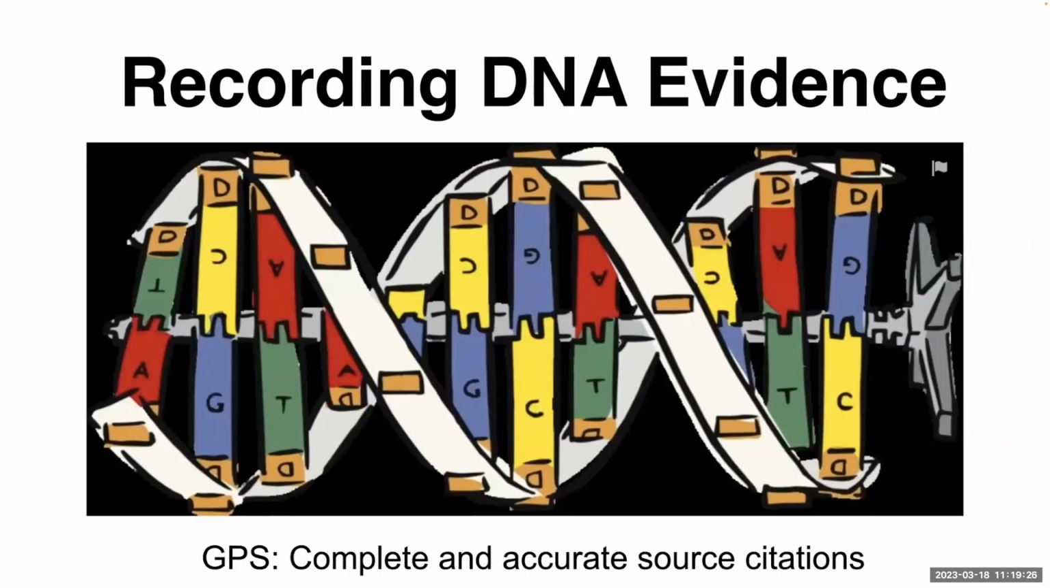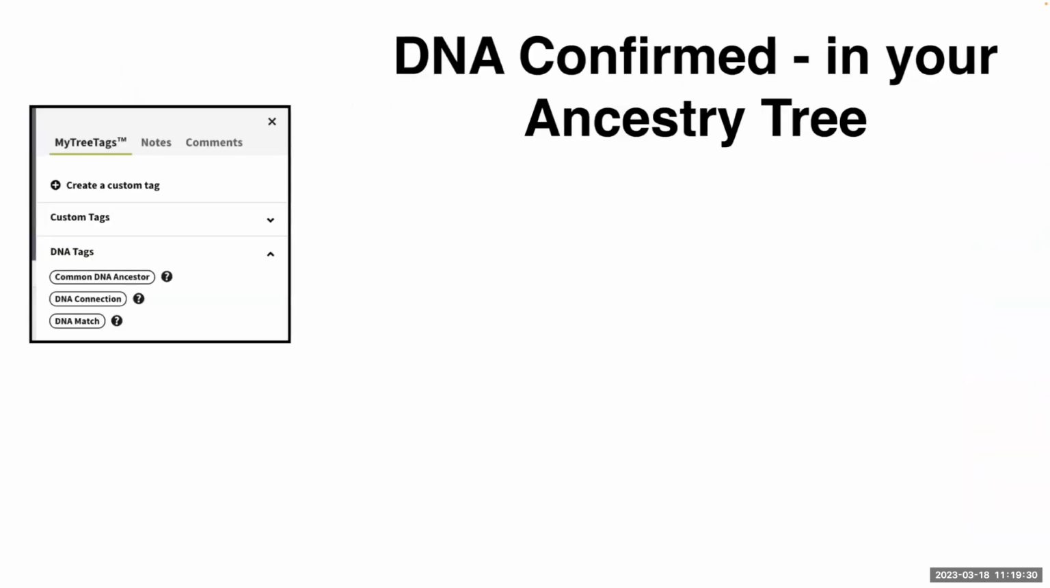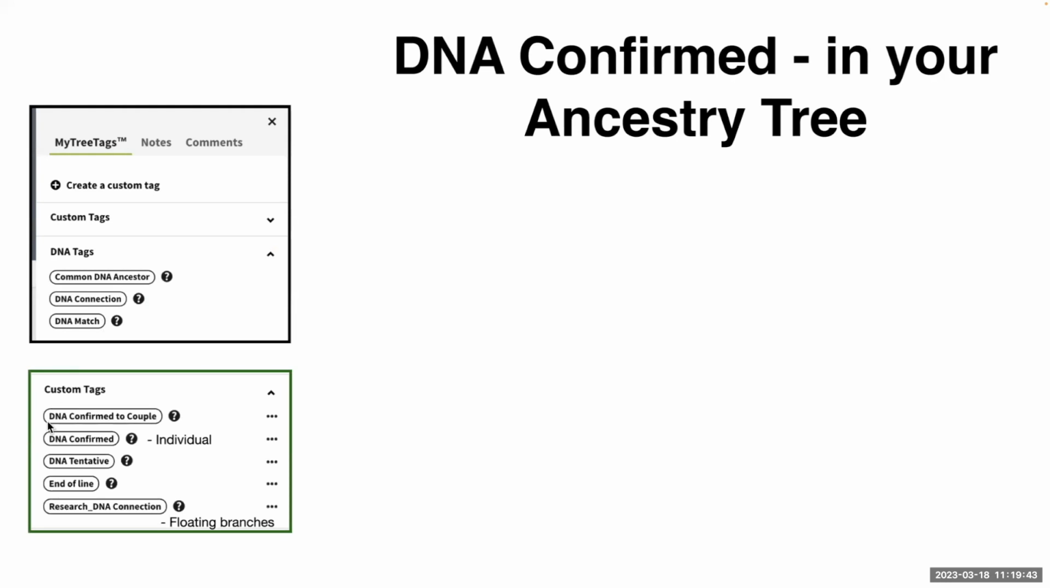Some of the sites have actually come up with methods for recording DNA evidence, such as Ancestry. Ancestry has these things called tree tags. You can see those there. They have common ancestor, DNA connection, DNA match. I don't actually think they go far enough, so I've created my own custom tags, and I have DNA confirmed, DNA confirmed to couple, DNA tentative.